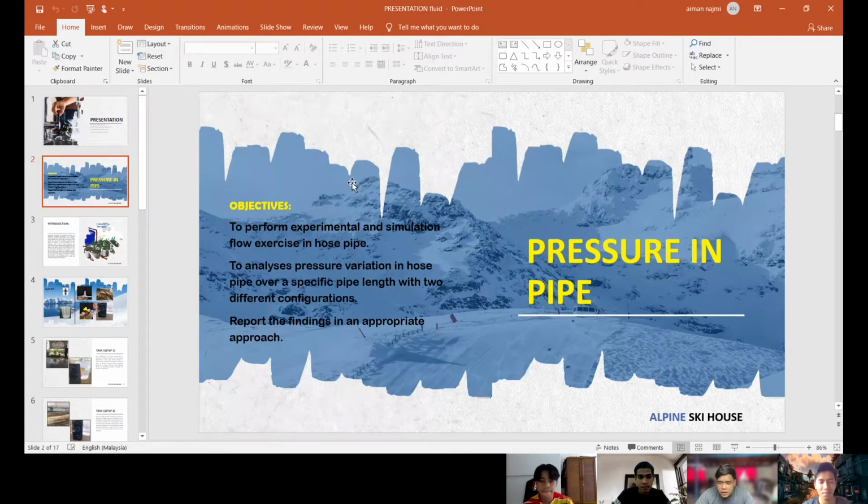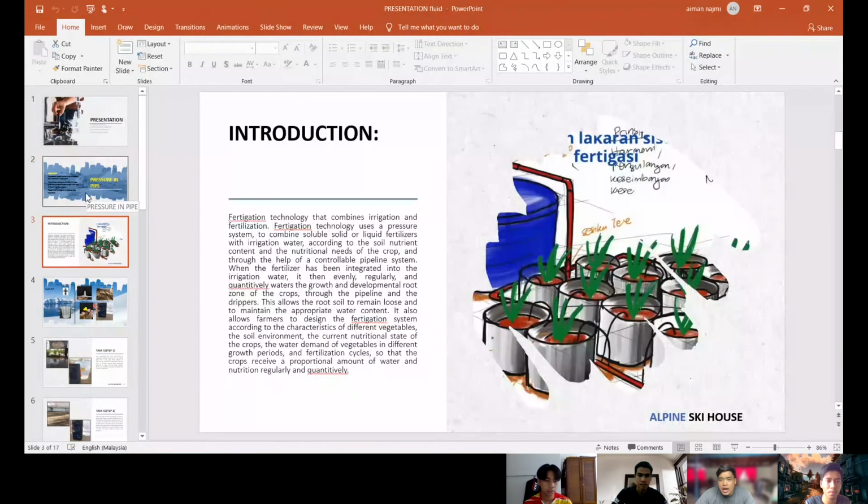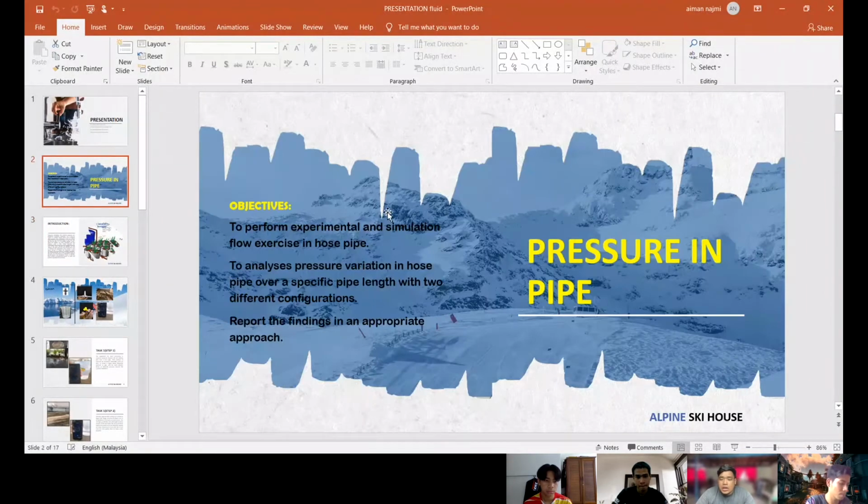So the objective of the experiment is to perform experimental and simulation flow exercise in hose pipe. Second is to analyze pressure variation in hose pipe over a specific pipe length with two different configurations. And third is to report the findings in an appropriate approach.